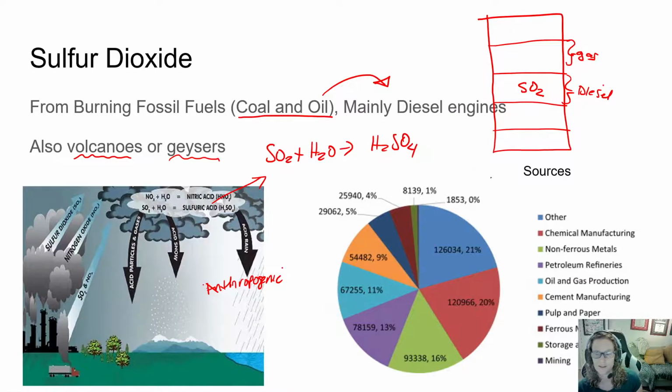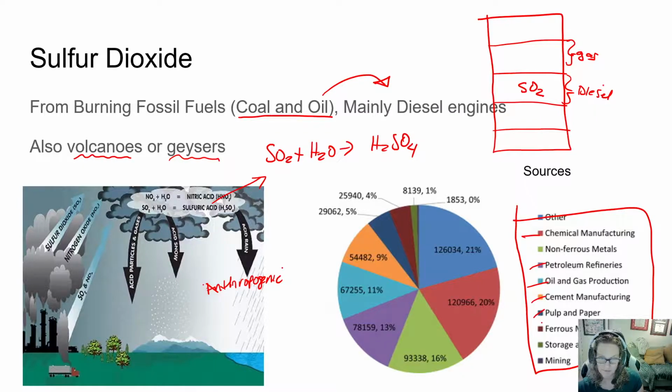And you can see over here, sulfur dioxide comes from a lot of different things. So a lot of chemicals, there's the oil and the gas, cement making, paper factory. We have a paper factory not far from Anaheim High School, so they're putting a little bit of that in our air. So be aware.